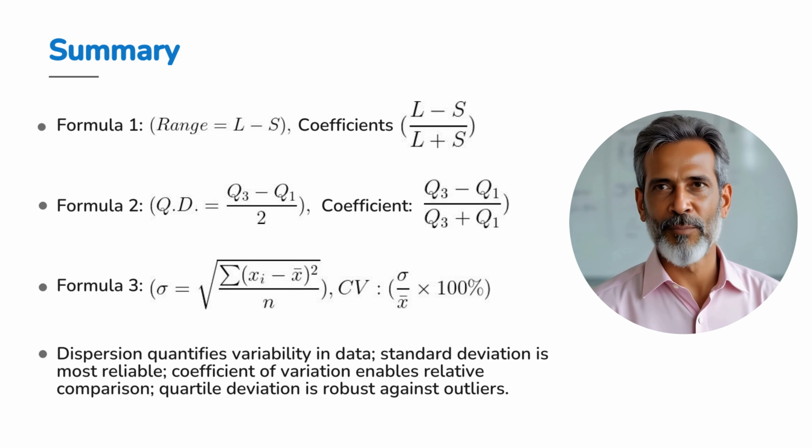Remember, dispersion measures tell us how data varies. Standard deviation is the most reliable measure. Coefficient of variation lets us compare datasets on different scales, and quartile deviation is robust against outliers. So, the next time you see a set of numbers, you'll know not just the average, but also how spread out or consistent those numbers really are.